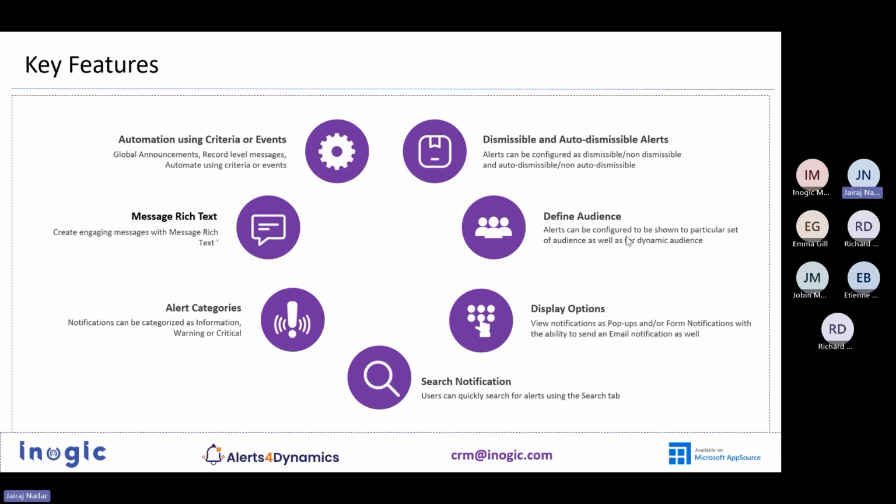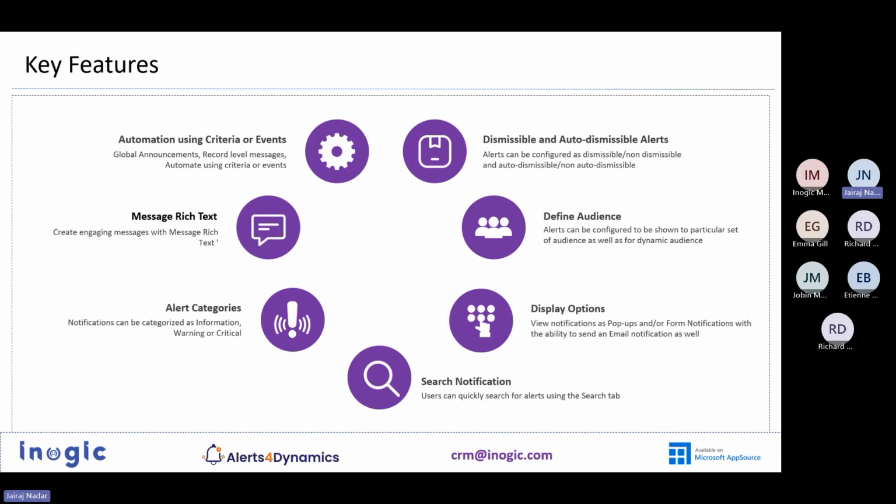Display option. How do you want to show those alerts? Currently we support three different types of options. The display options are pop-up notification, form notification, and email notification. These are the three different types of display options we currently support. This is also simply configurable. You can define how the alert should notify the users.